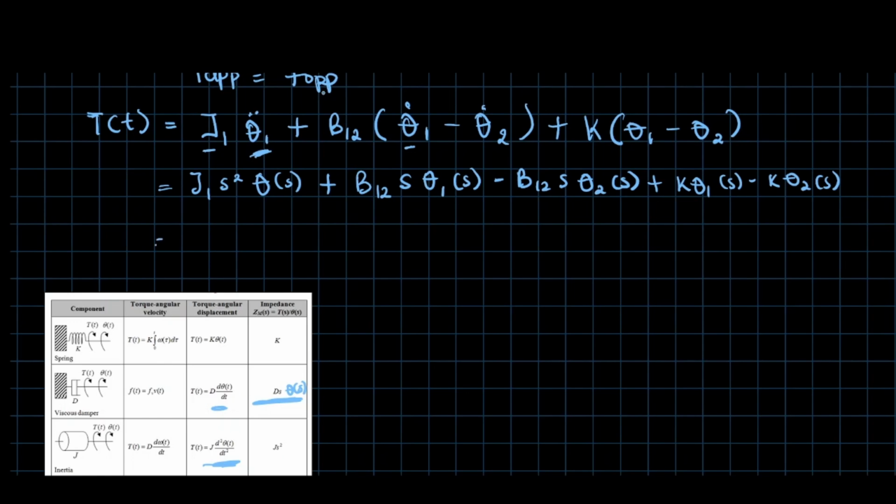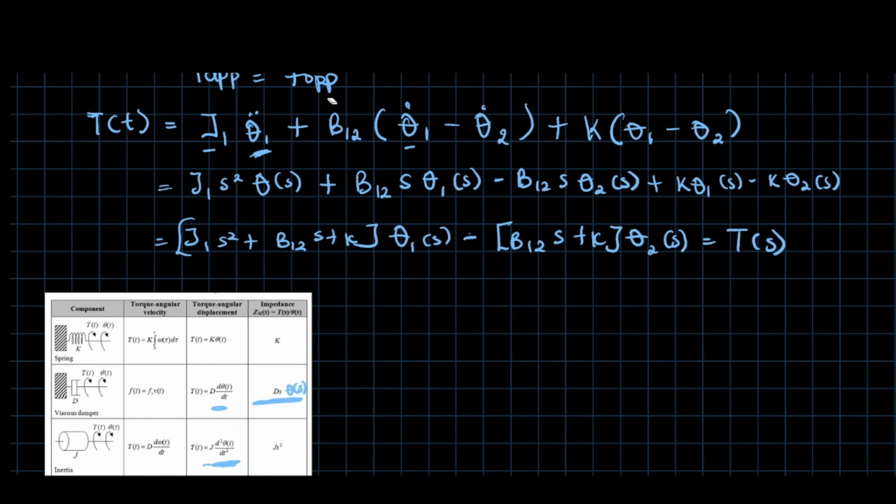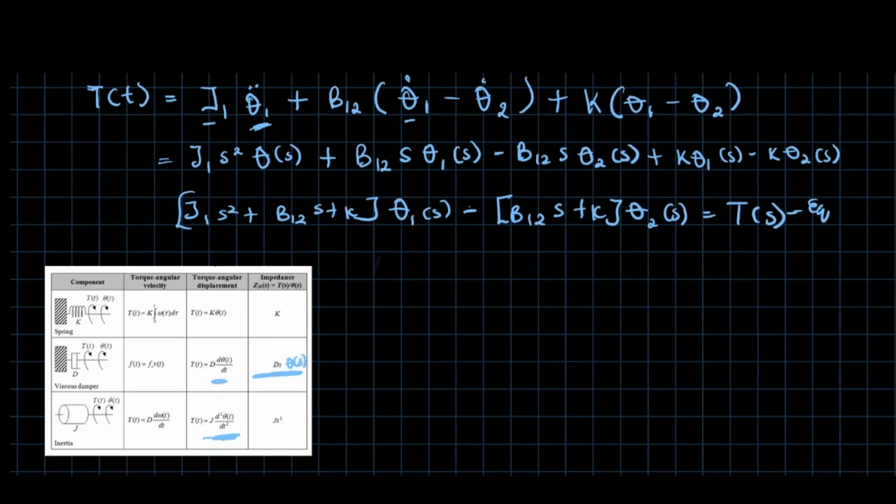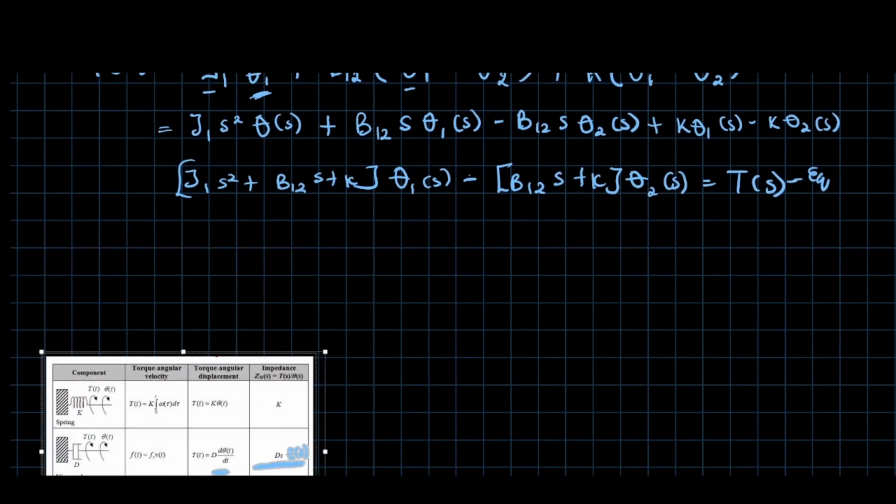Now simply factorize common factors. J1 s squared plus B12 s plus K, everything multiplied by theta 1(s), minus B12 s plus K times theta 2(s), equals T(s). So this is our first equation. But in order to make it easier for us, I'm going to simply assign this to A. This will be A theta 1(s) minus, and then I'll assign this to B, so B theta 2(s) equals T(s).